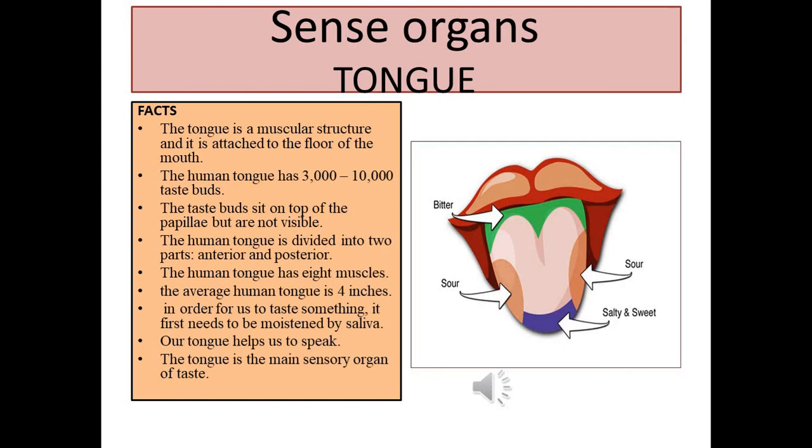In order for us to taste something, it first needs to be moistened by saliva. Our tongue helps us to speak. The tongue is the main sensory organ of taste.